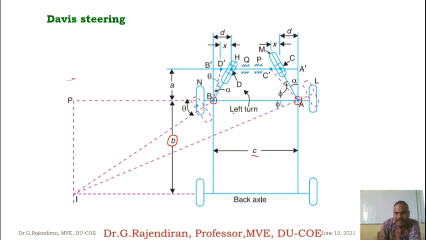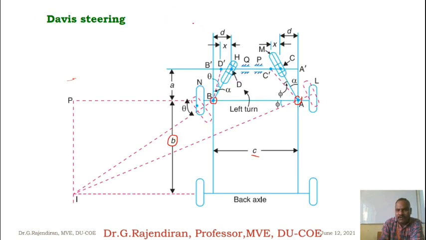Now there is AM and BH. AM and BH are the two slotted links attached to A and B. You see this one and this one are attached to A and B.